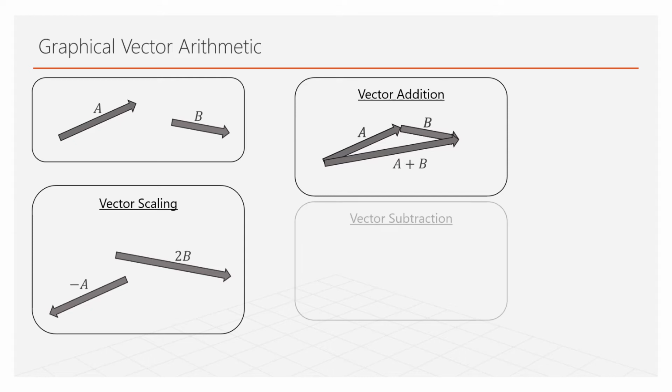The next operation is vector subtraction, and it is done in a similar way. However, the vector that is subtracted is first multiplied by -1, and then we perform the addition of the first vector plus the opposite of the second vector, and it looks like this. That is what vector subtraction looks like.